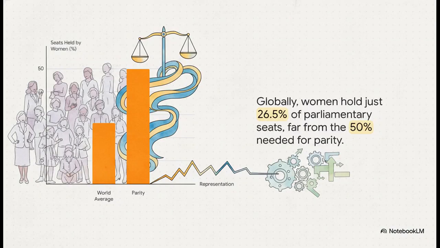And when you look at the data on political power, you can see a massive gap. On a global average, women hold just over a quarter of the seats in parliament. You see that 50% line? That represents a world where the people making the decisions actually reflect the population. We are a long, long way from that.